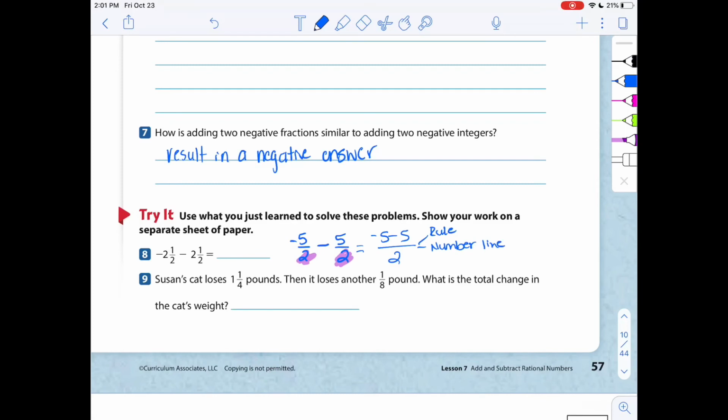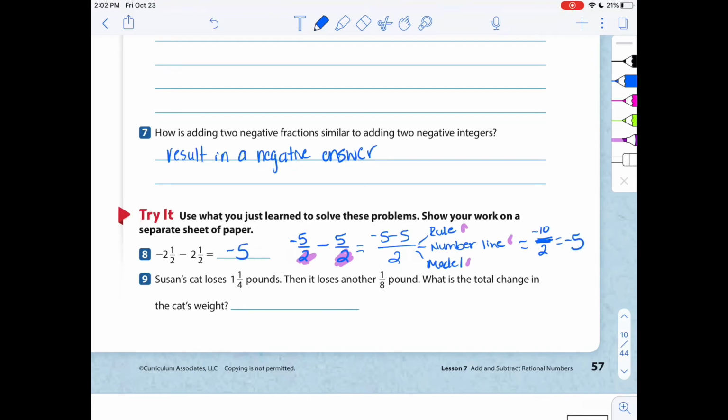So you're going to start at -5 and go to the left 5 units. Or you're going to model it with the counters. You would have -5 counters and then another set of -5 counters. And none of those pair up. Whichever method you use, you're still going to get the same answer. -5 minus 5 is -10/2. Your denominator stays the same. And -10 divided by 2 is -5.